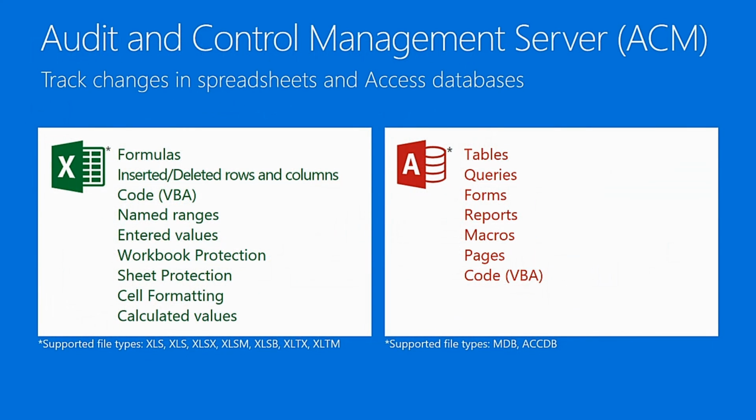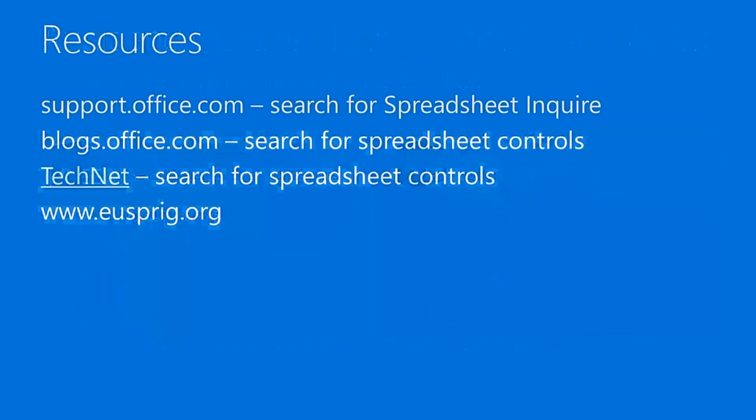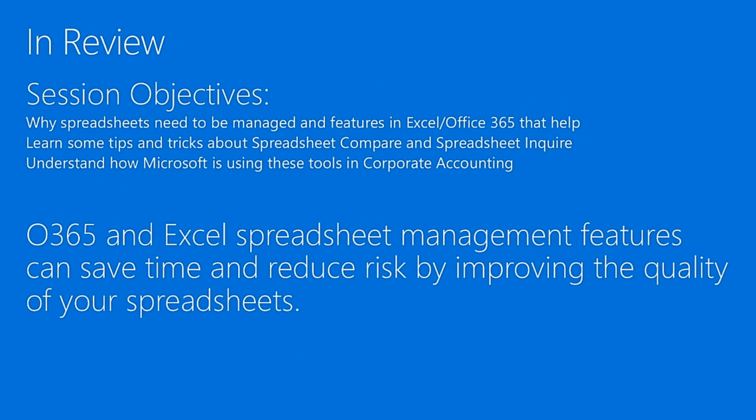Skip over that one. This is just a list of all the different types of things that the server and Spreadsheet Compare can detect. There's also a database comparison on your desktop. If you have Spreadsheet Compare, you can actually go out and run Access Database Compare if you want to compare two database files. It won't tell you the data changes, but you'll see any structural changes in the databases. So the deck has some more resources in here, links to information about these things.